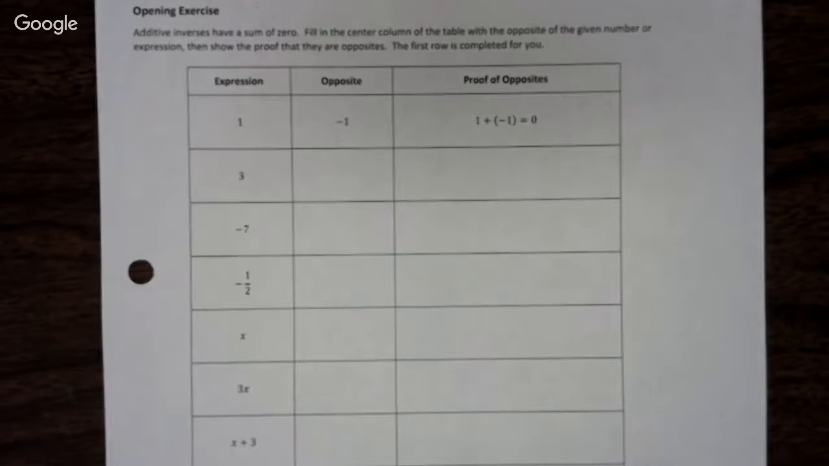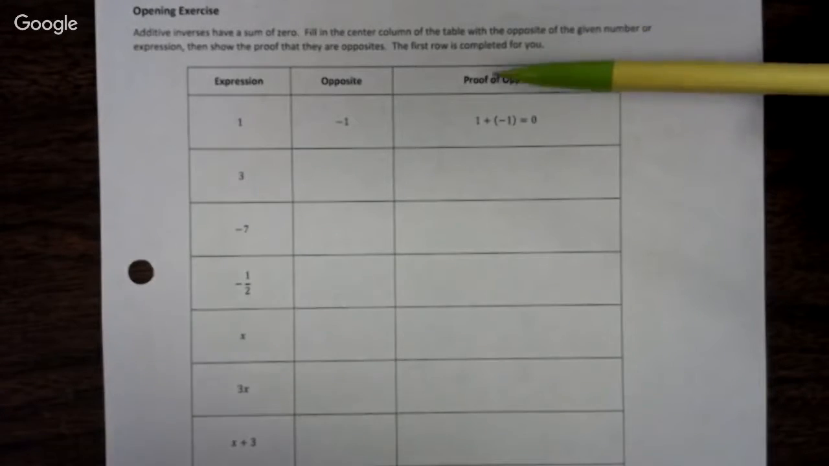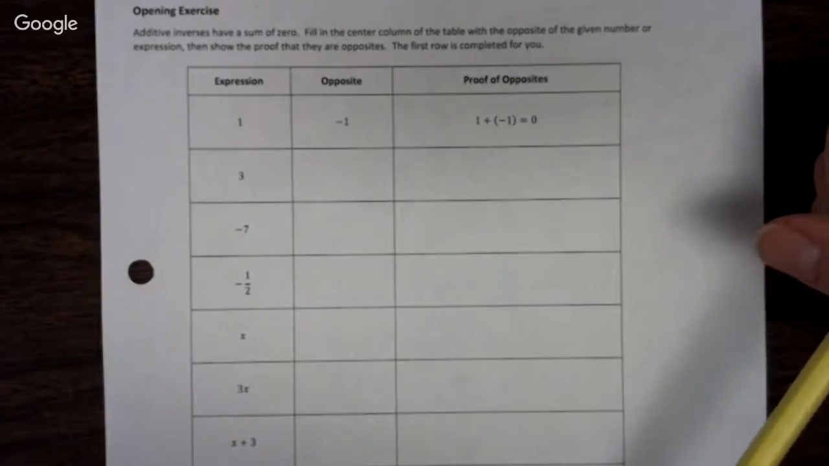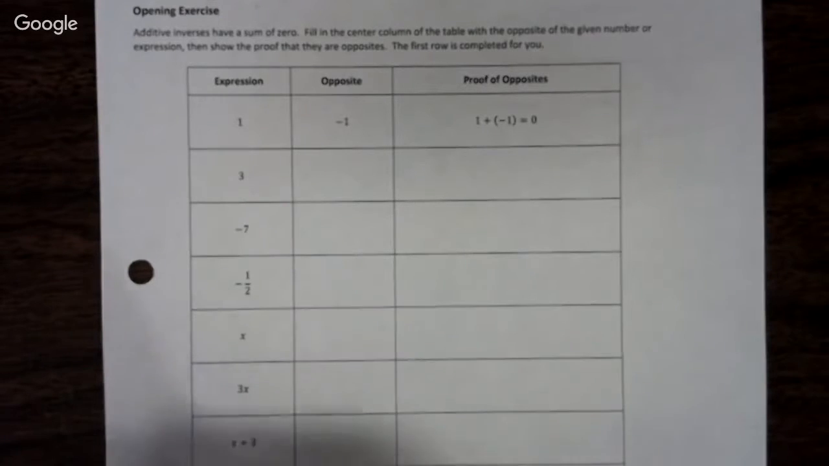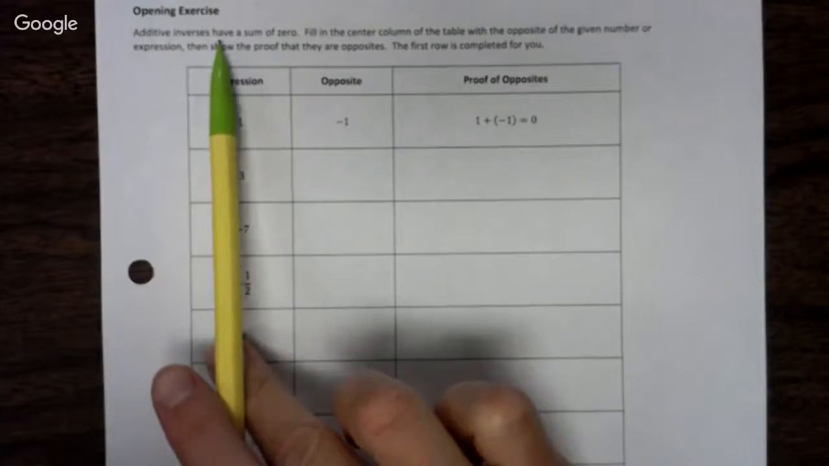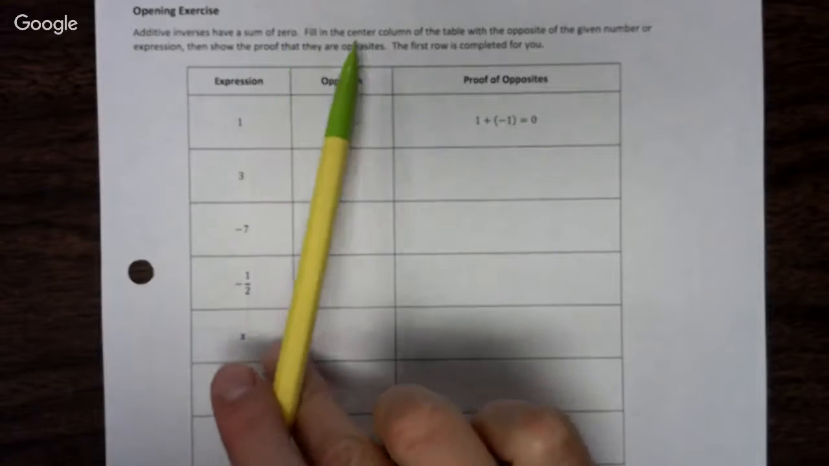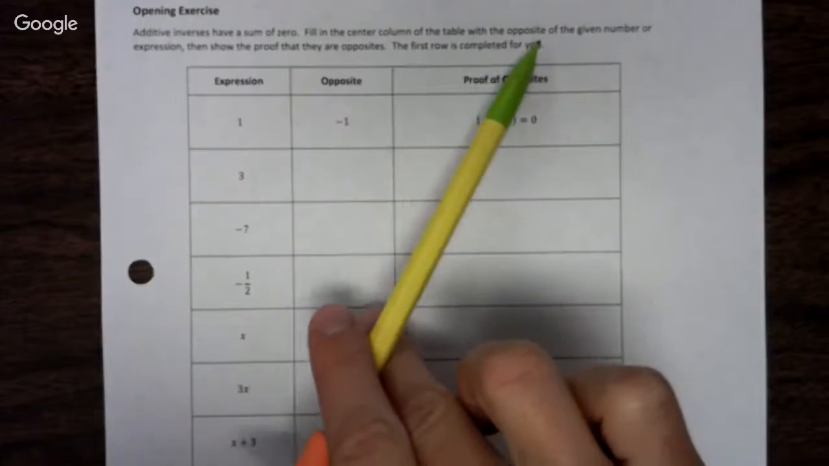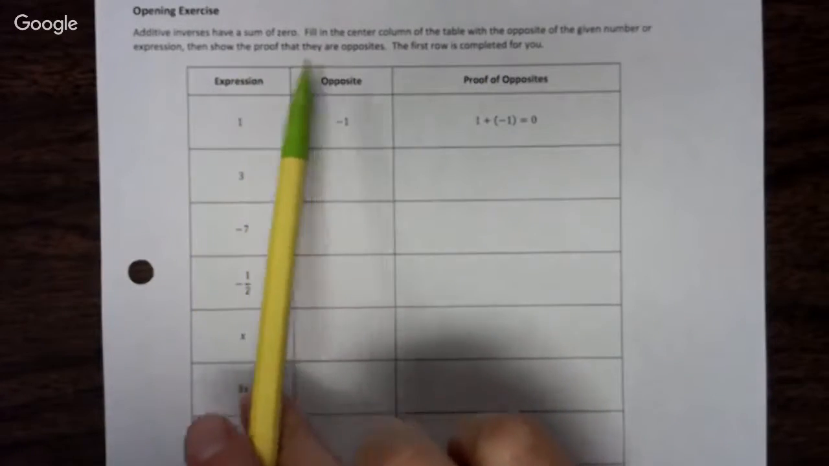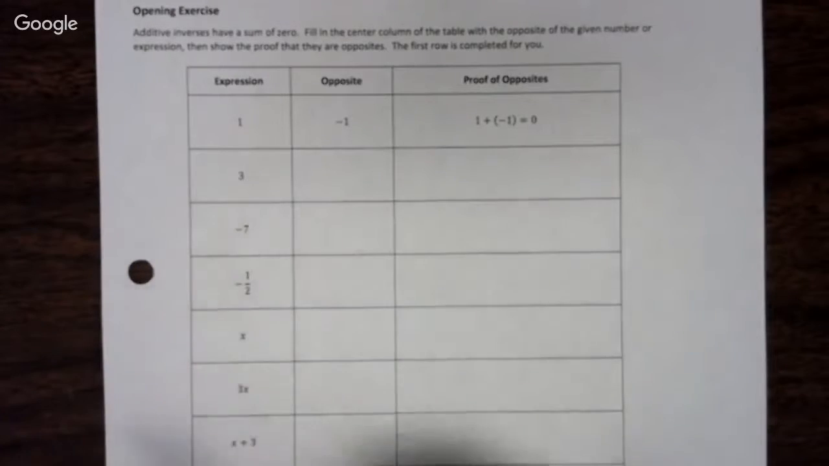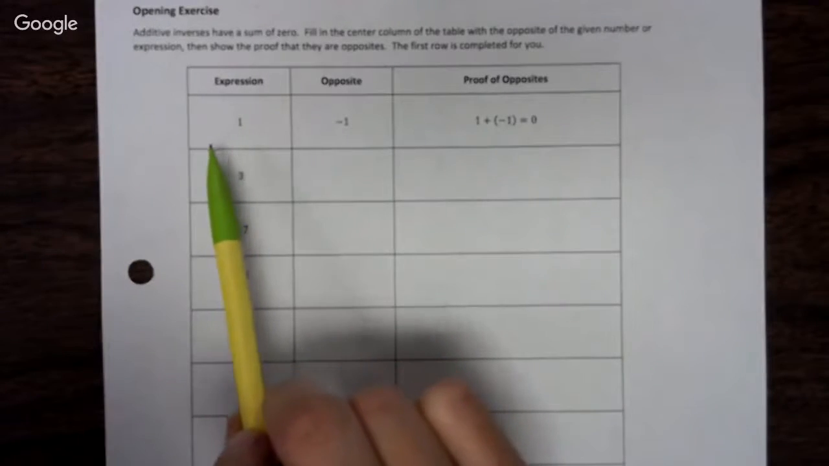All right, we just finished adding expressions, so now we're going to move into the subtraction part of it. This table is just a little activity that we're going to do before we start the subtracting process. And it says additive inverses have a sum of 0. So fill in the center column with the opposite of the given number, and then show the proof that they are opposite.